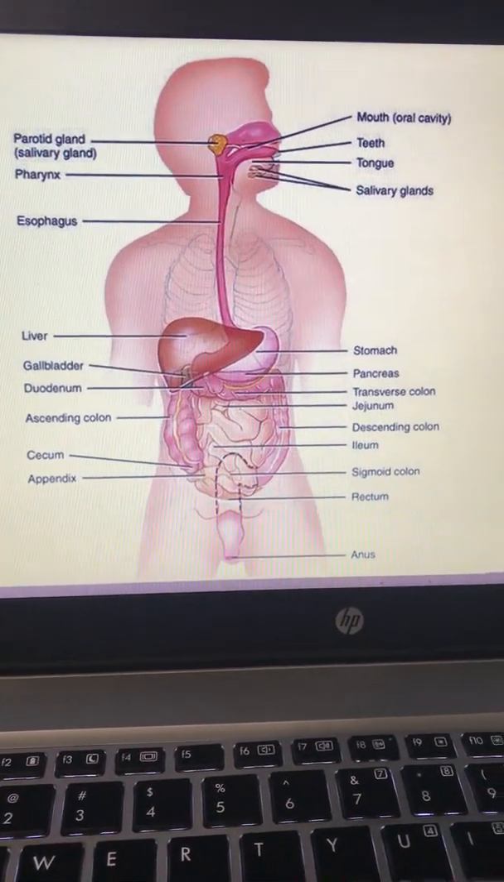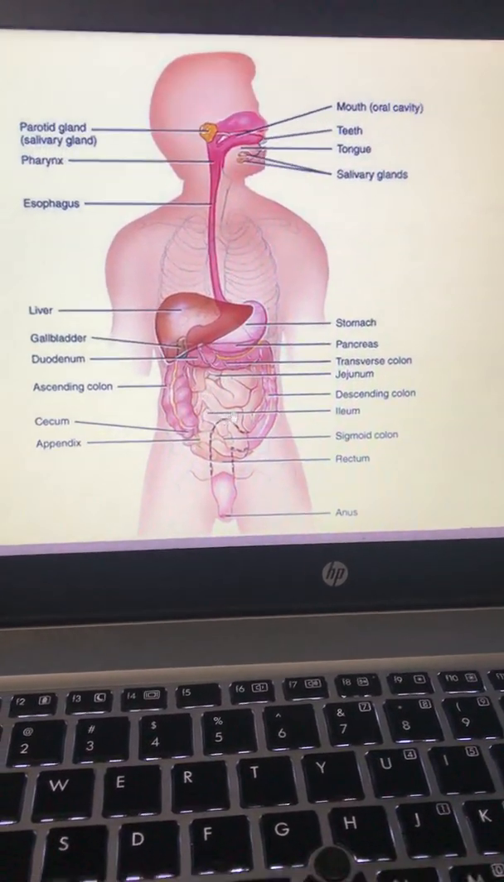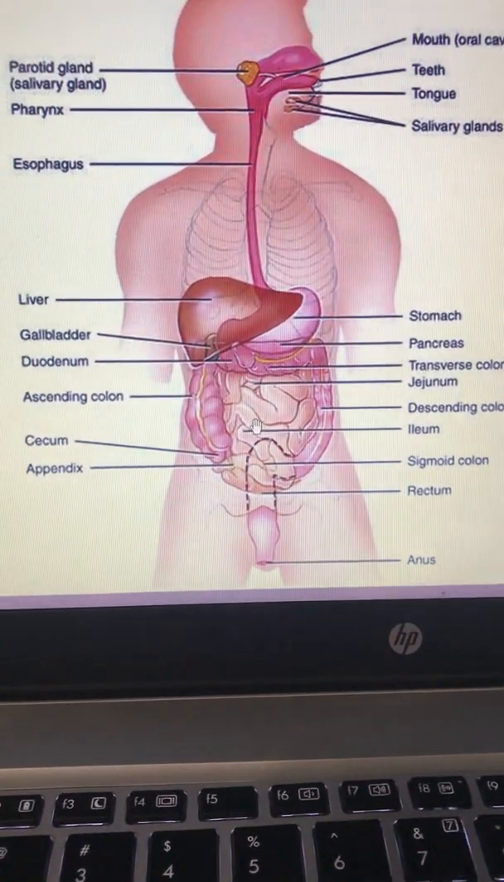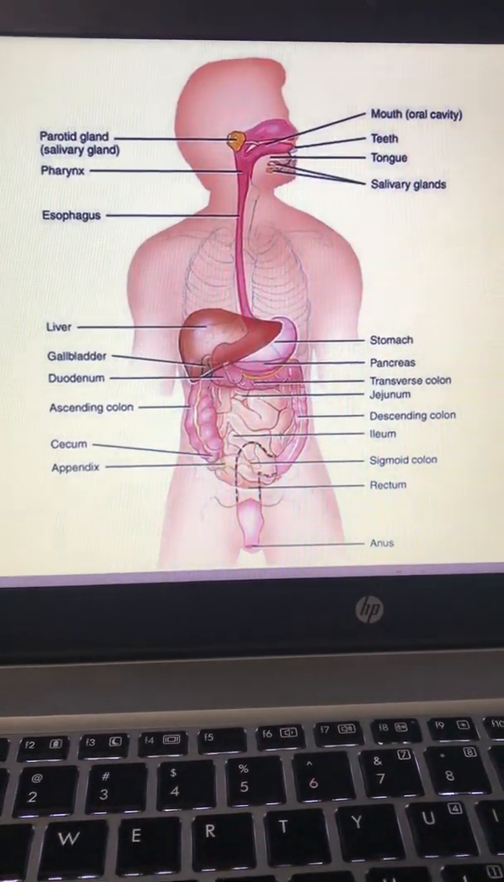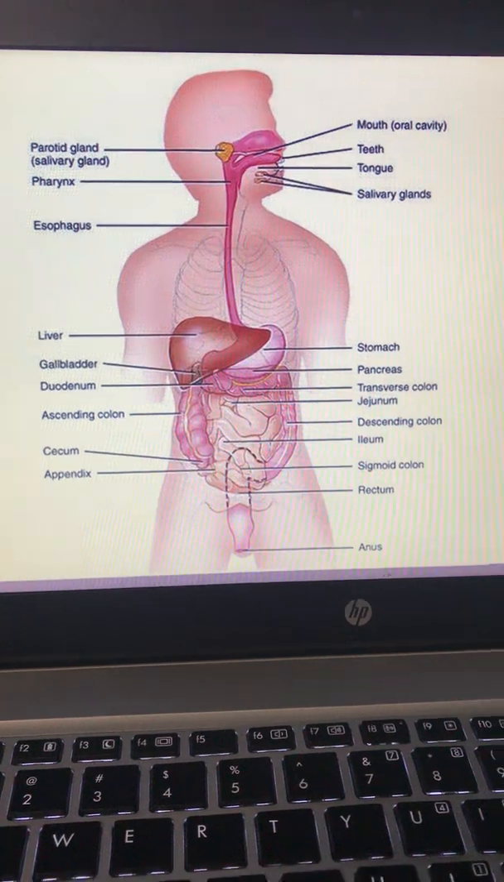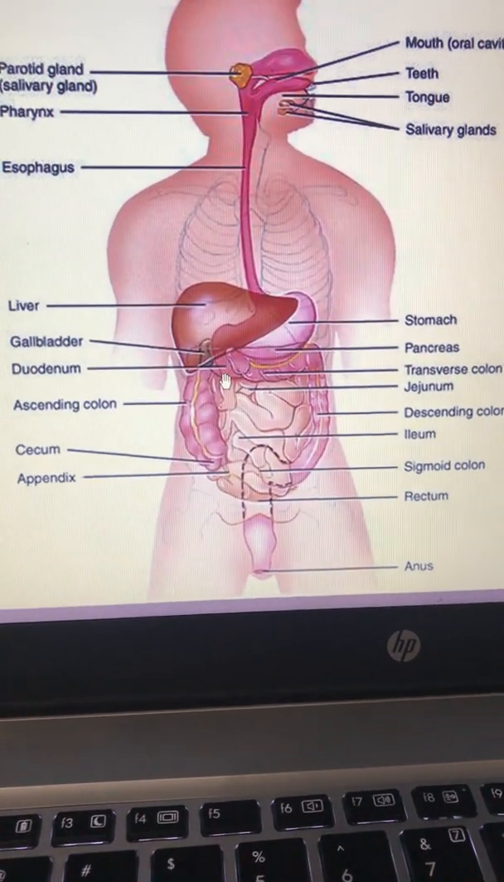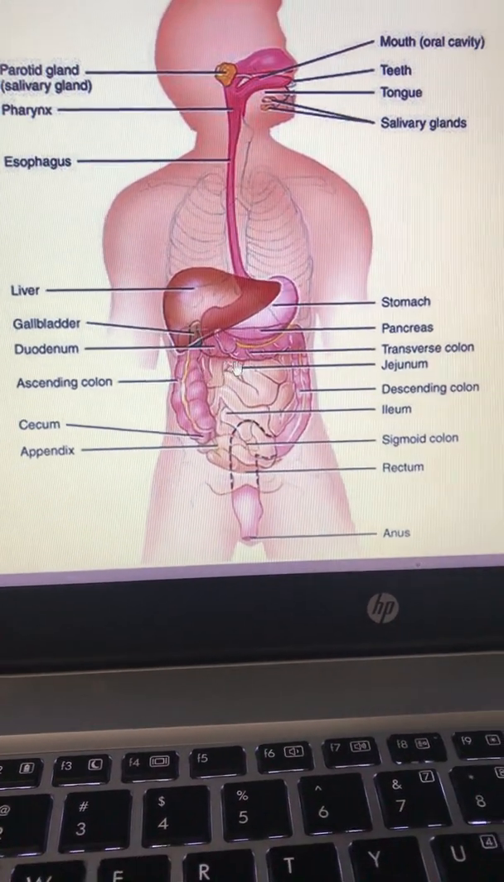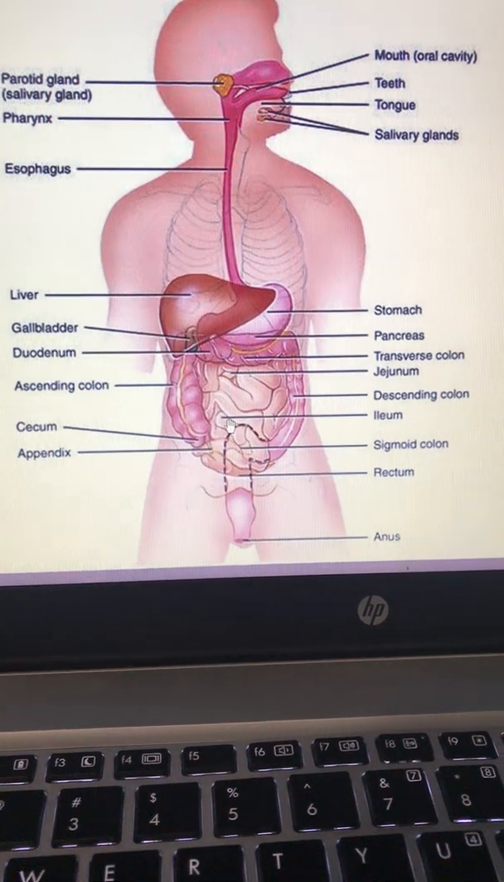The small intestine is everything that we have in here. It is made up of 3 fragments, which are the duodenum, jejunum, and the ileum. And we can find all 3 here. We can find the duodenum here. Then we have the jejunum here. And then in the bottom here, we can find the ileum.